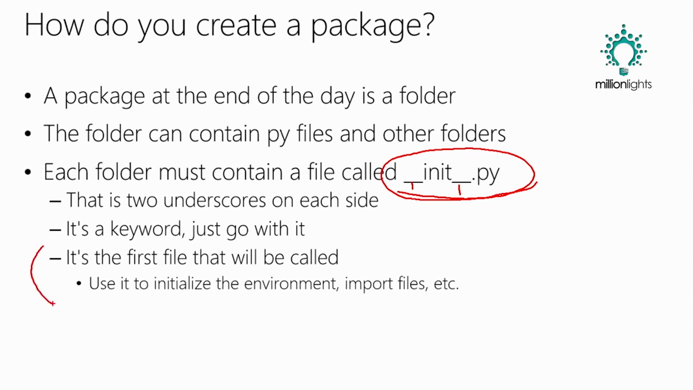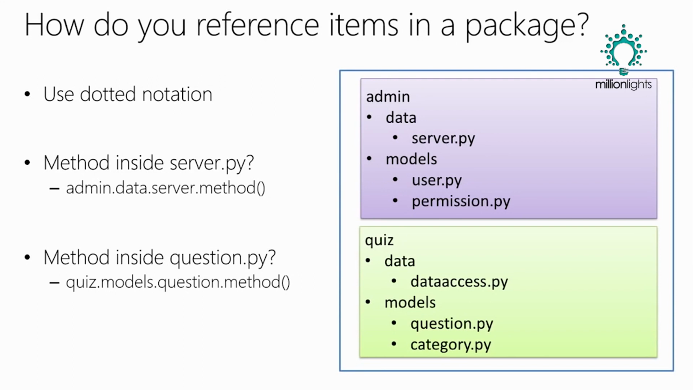What's cool about it is that it's the first file that's going to be called, so it can set up your environment, import other files, and do whatever else is needed. All right, so how do we then get an item from a package? If we've moved these into packages, there has to be a way that I can still reference them and be specific about which one I want, because we were saying you could have one with the same name in two different locations.